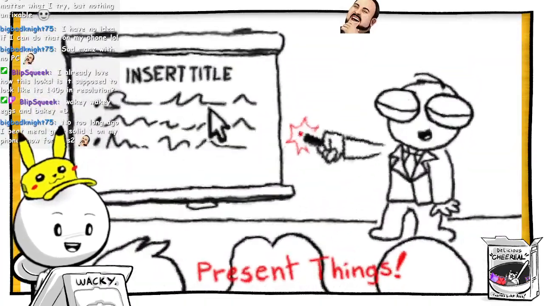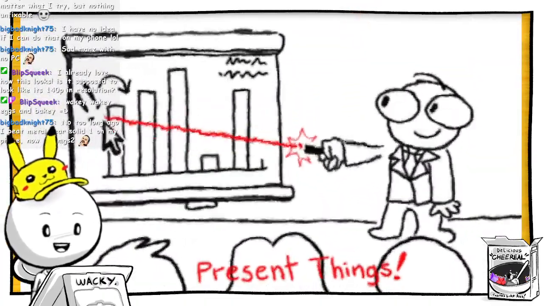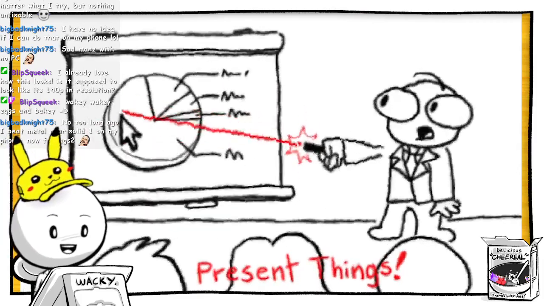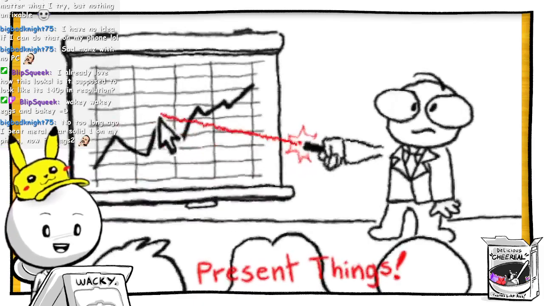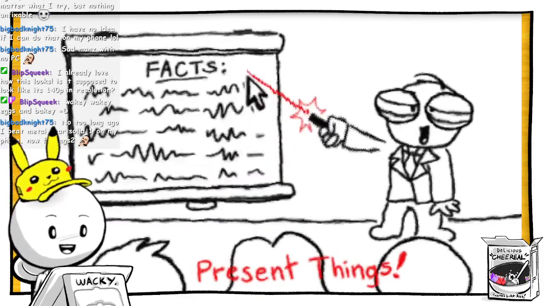Alright, Jim, time to present things. Alright, so here, I didn't fill out the PowerPoint properly. Here's a pie chart. You can see in conclusion that we're very happy about the profits going up and who took my pizza slice. And here's the facts about our business.